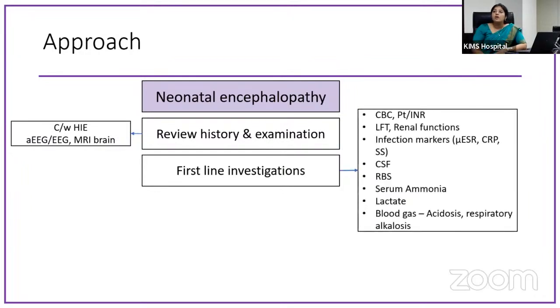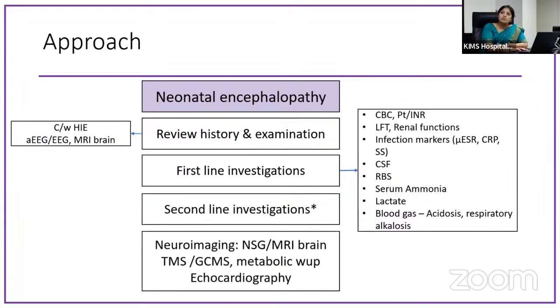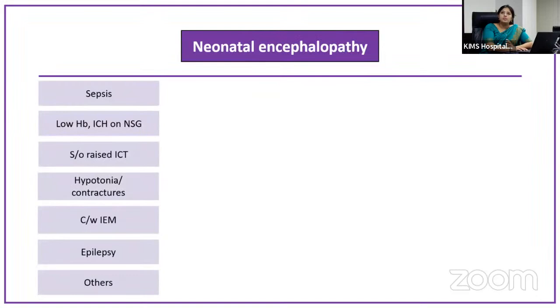which will include CBC, PT/INR, liver and renal functions, infection markers which become very important, CSF, blood sugars, ammonia, lactate, and blood gas, in which we want to look for acidosis, respiratory alkalosis. Beyond this, based on these test results, as well as how our child is, we can consider second-line investigations. So second-line investigations may include, but are not limited to, neuroimaging, which includes neurosonogram or MRI of the brain, TMS and a GCMS, metabolic workup, echocardiography, and further testing based on these results.